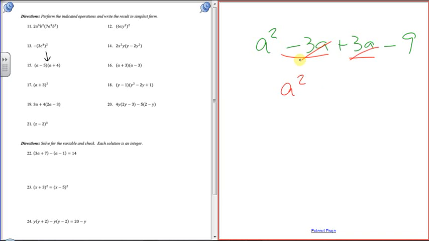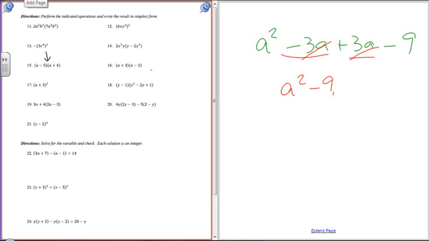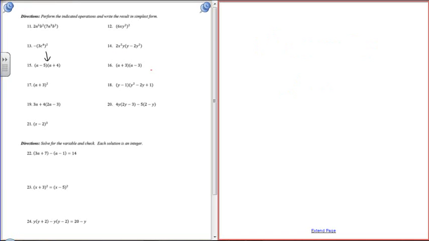So you get a squared minus 9, and that would be factored by the difference of two squares. That's where you come up with that. Number 17 is different from number 16. Be careful, watch your signs.